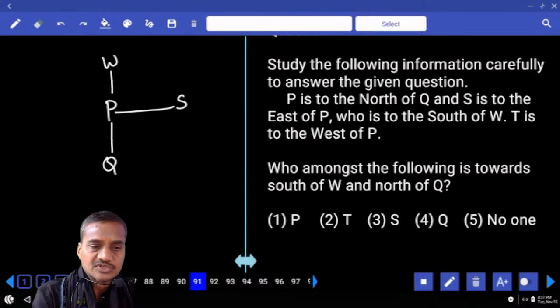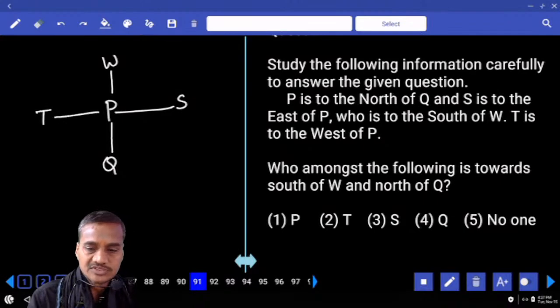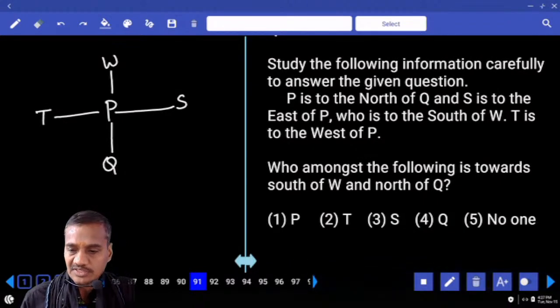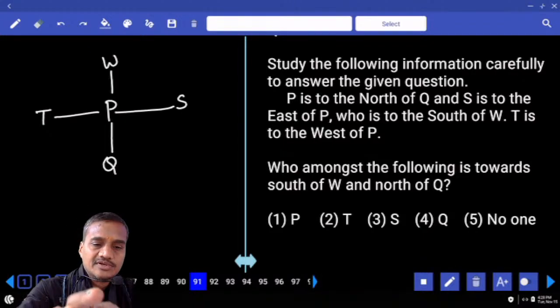And T is to the west of P. Now this is T, which is to the west of P. Then who among the following is towards south of W and north of Q? South of W and north of Q.